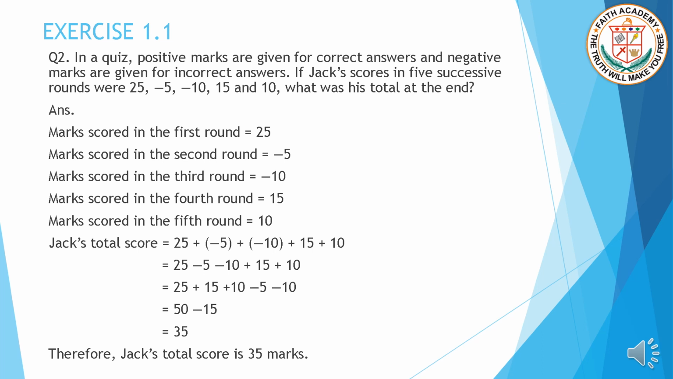So here again we can see that whenever same signs are there, we always add and put the sign. So 25 plus 15 plus 10 gives us 50, and again using same rule, negative 5 and negative 10, same signs, so we'll add the numbers but keep the sign. So 5 plus 10 is 15 and it becomes minus 15. Now we just have to solve this. 50 minus 15 gives us 35. So Jack's total score comes out to be 35.